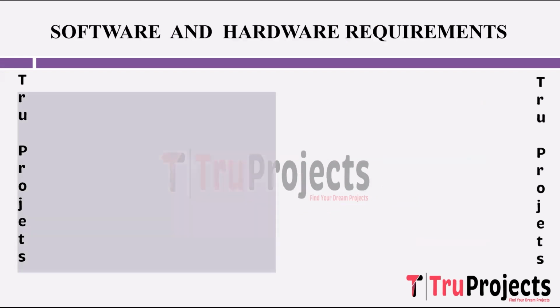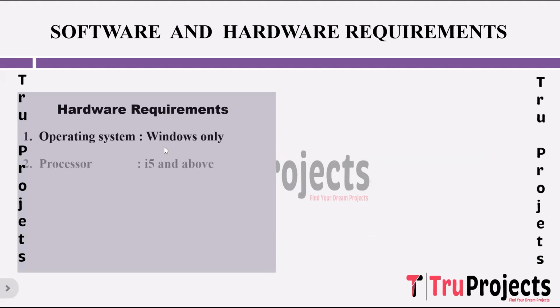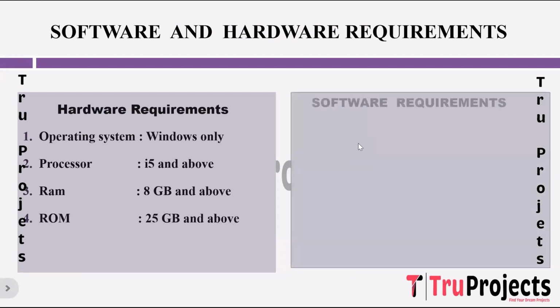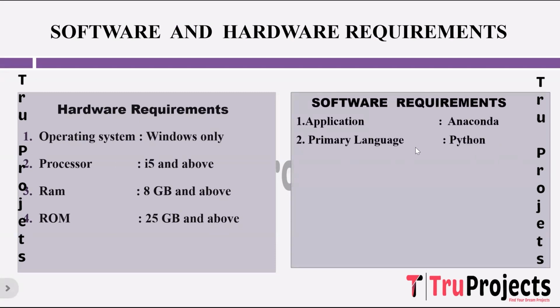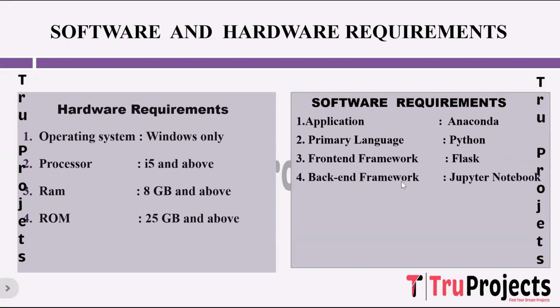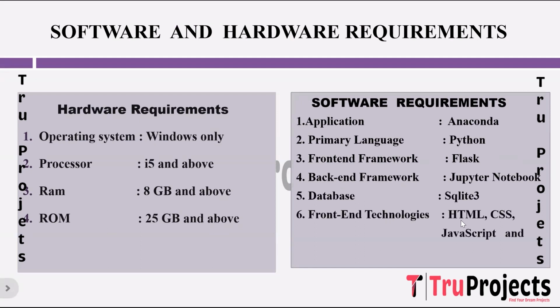Software and hardware requirements. Hardware requirements of the project are operating system of Windows, processor of i5 and above, RAM of 8GB and above, ROM of 25GB and above. Software requirements of the project are: application is Anaconda, primary language is Python, front-end framework is Flask, backend framework is Jupyter Notebook. Database is SQLite 3. Front-end technologies used in the project are HTML, CSS, JavaScript, and Bootstrap 4.